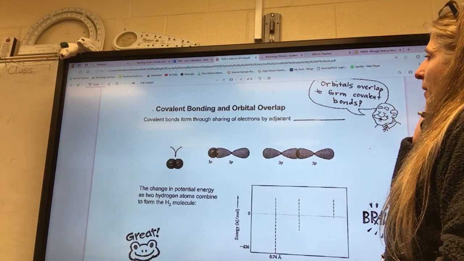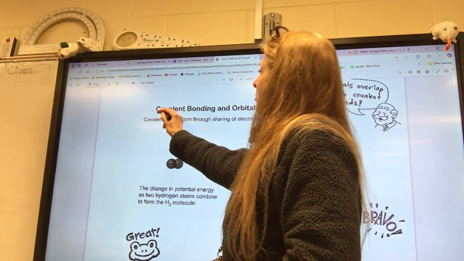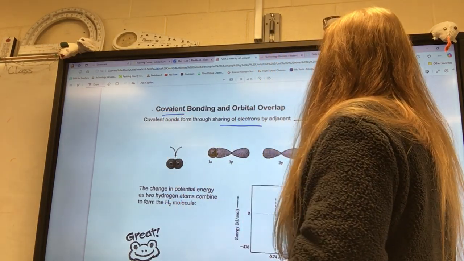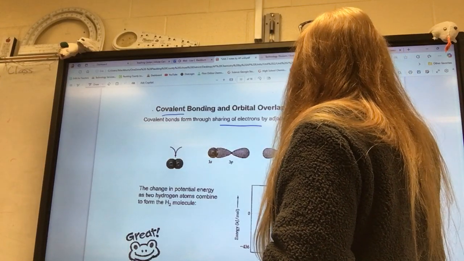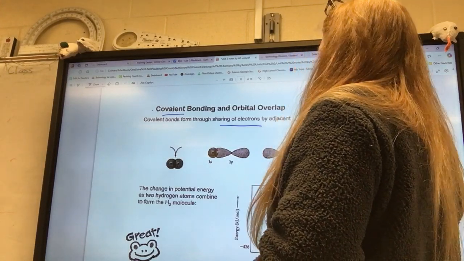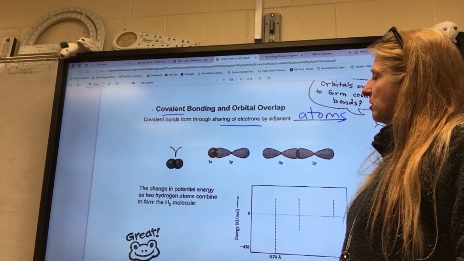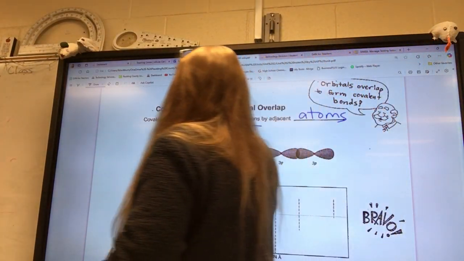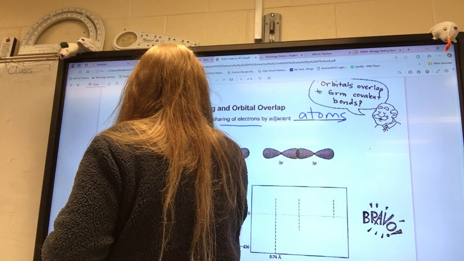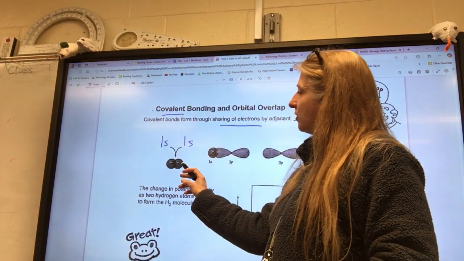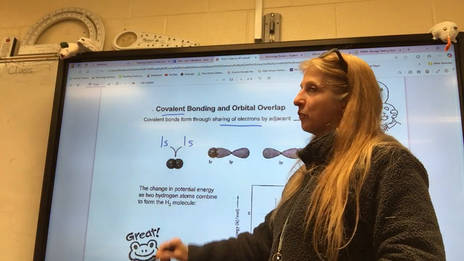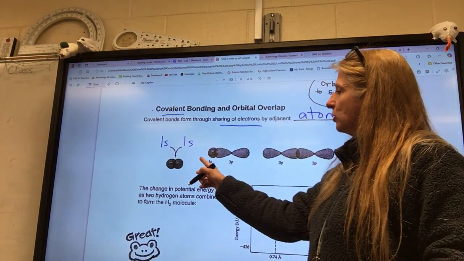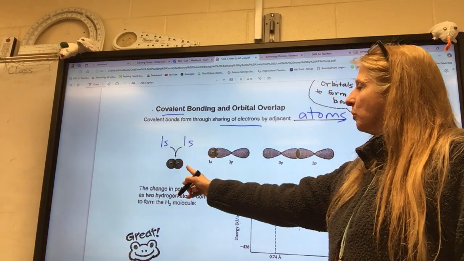Okay, now let me tell you about what bonds look like. Covalent bonds share electrons of adjacent atoms, they have to be next to each other. Now, what do those look like? If they are sharing electrons with s orbitals, it looks like that. So they're going to have one s and another s. They overlap, they just sort of squish into each other, and there's a bond. So remember our orbitals, if the electrons being shared are coming out of the s orbitals, that's what it does.